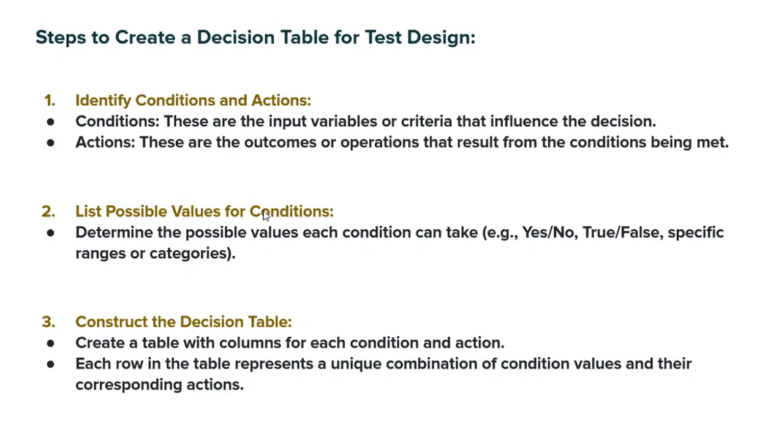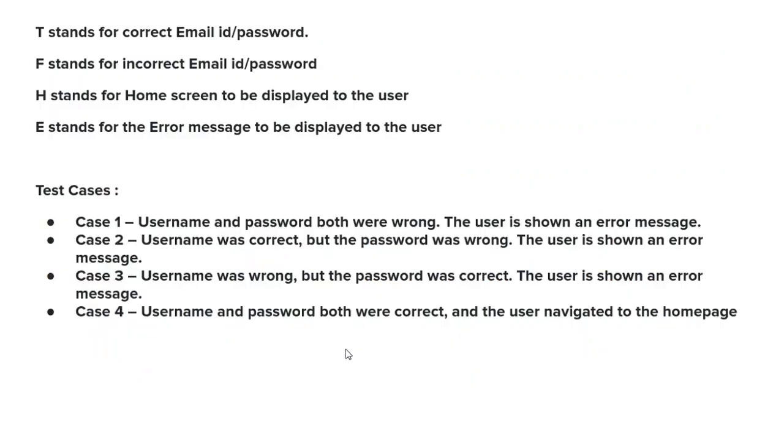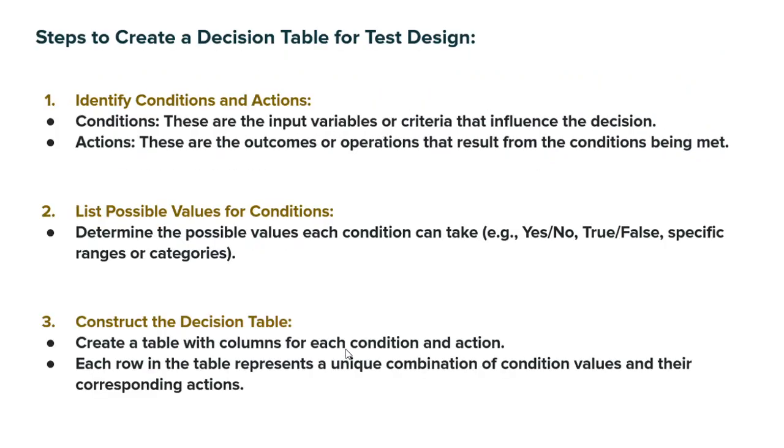Now what are the possible values for conditions we have seen? So email ID can be correct or email ID can be incorrect. So two combinations. Email ID can be correct or it can be incorrect. Password can be correct, password can be incorrect. So these are the condition values.